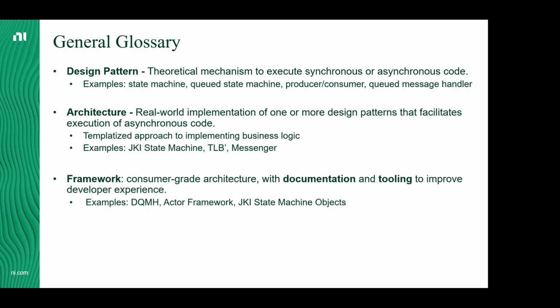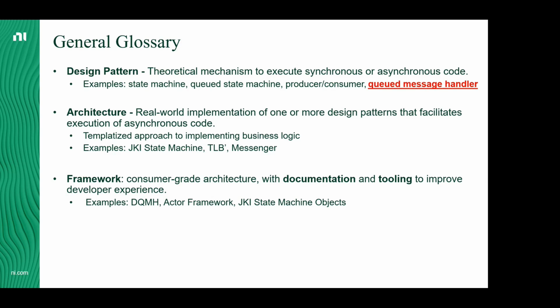And then we move on to the next level, which is a framework. A framework is just an architecture, but it is a consumer-grade architecture. It is one that anybody can consume and use because it has extensive documentation and extensive tooling to improve your experience using that framework as a developer. And in my opinion, there are three main frameworks that provide all of those things, and those are DQMH, Active Framework, and JKI State Machine Objects. Again, people will disagree with these definitions. That's fine. These are the definitions I will be using for this presentation.